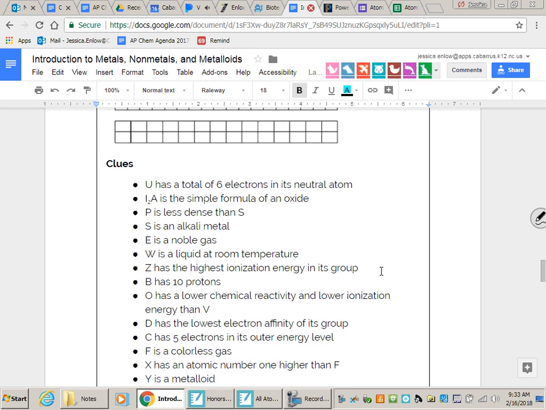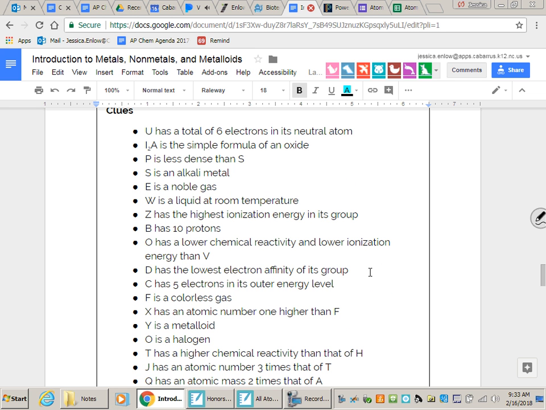So here are all the clues. Are you following with me online? If you can't see this up here, I understand. I think the 4th clue is a dead giveaway, but let's just do the first one. U has a total of 6 electrons in its neutral atom. Who could that be? Carbon. 6 electrons, neutral, means electrons equals protons. This is carbon. So put U where carbon exists on the periodic table.